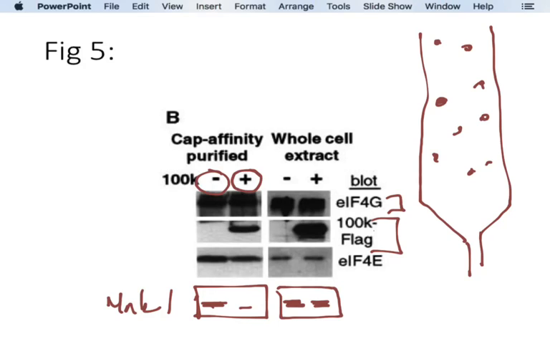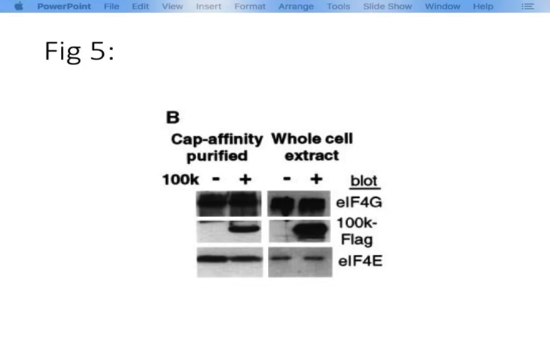Remember, we said flag is a tag that can sometimes be added as a way to detect these proteins with antibodies.